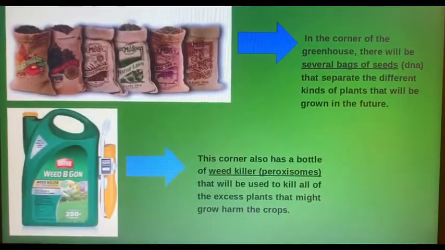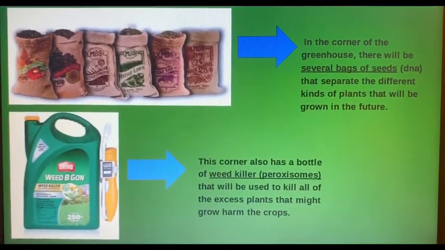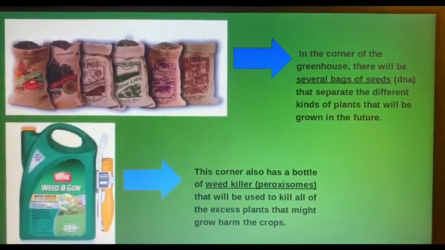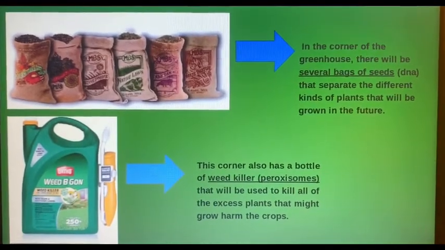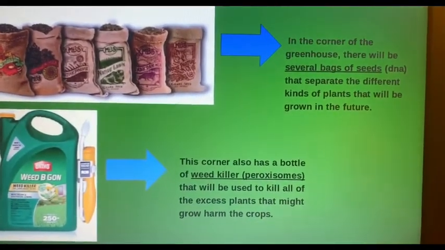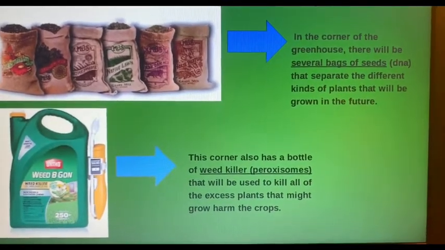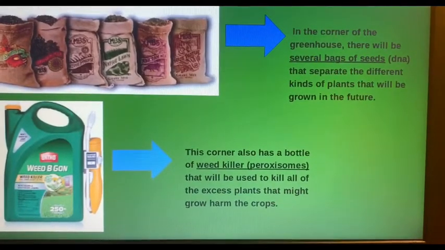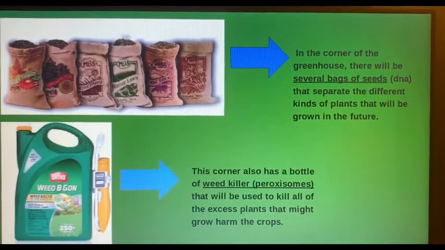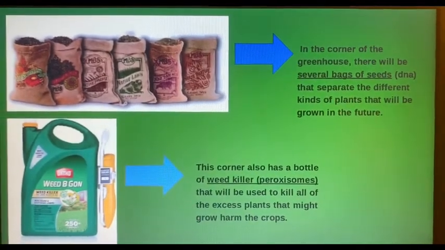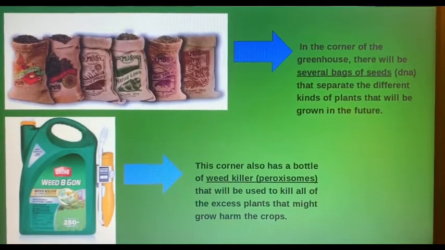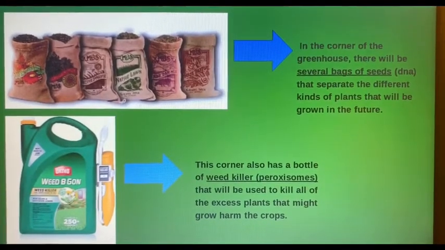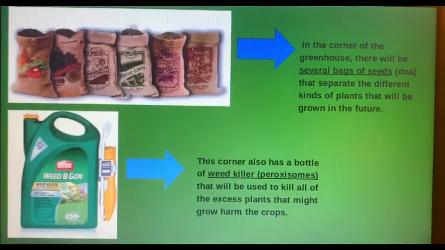In this corner, there is also a bottle of weed killer that will be used to kill all of the excess plants that might grow and harm the crops. This weed killer resembles peroxisomes in plant cells because peroxisomes also detoxify the plant cell by getting rid of the phosphoglycolate that is a byproduct of photosynthesis that could potentially destroy a plant cell. Much like how weeds can destroy crops, the weed killer destroys the weeds, much like how the peroxisomes destroy the phosphoglycolate.